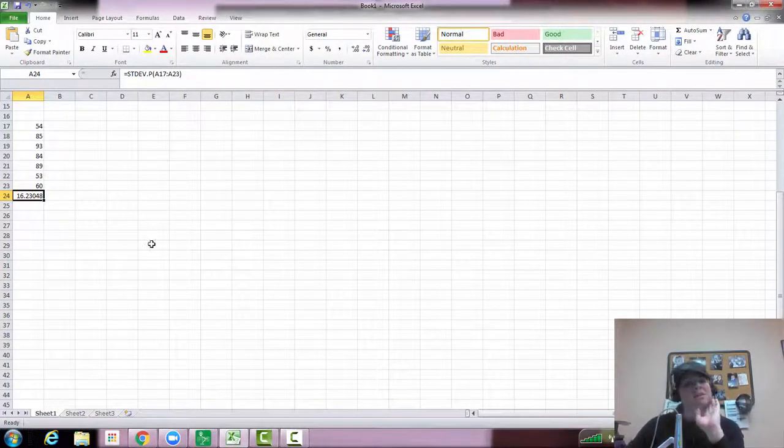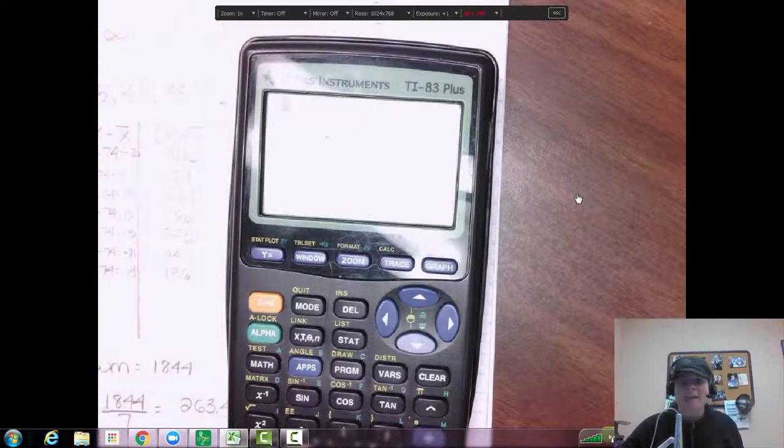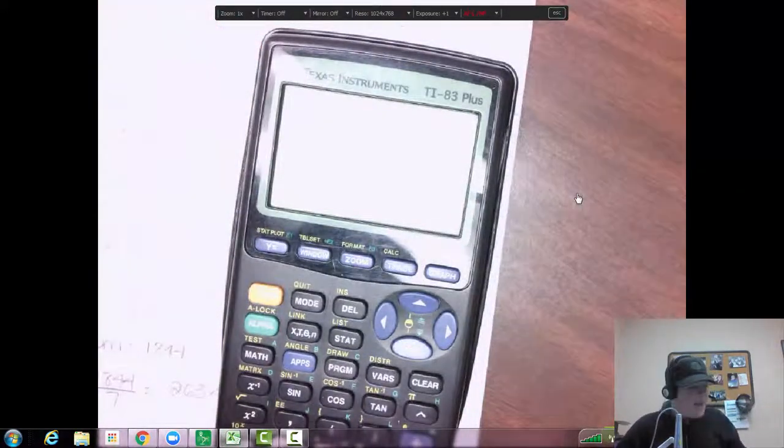So again, that's how you can do standard deviation in Excel. You could also use it to help you add and subtract the mean off each one. You could do each one separately, but you can actually find the standard deviation on there. Next, you can stop the video now if you don't have the graphing calculator. If you happen to have the graphing calculator, any of the TIs, then I will show you how to do this on the TI.